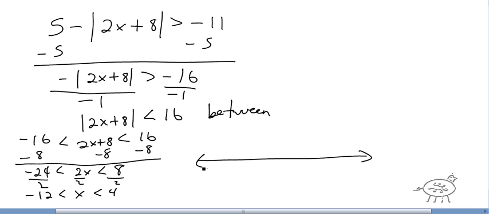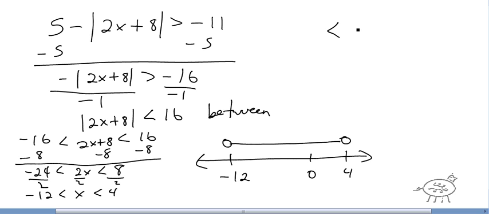Draw a number line. We have negative 12, 0, and 4. Open dot, and we're done.